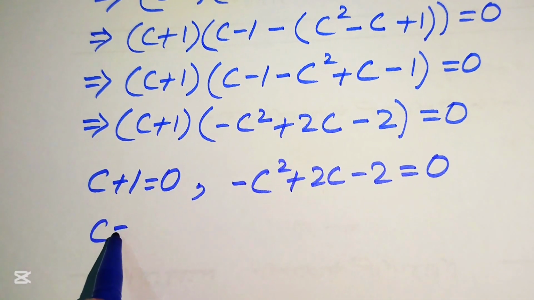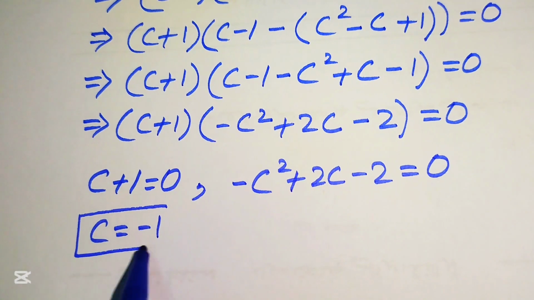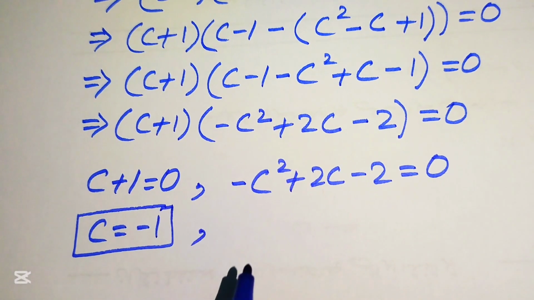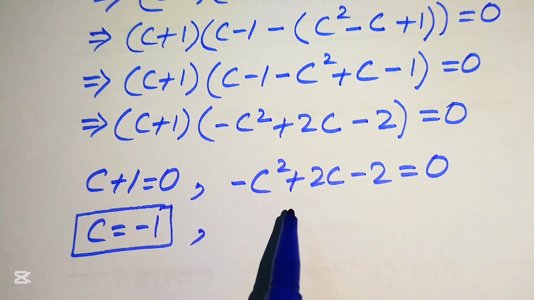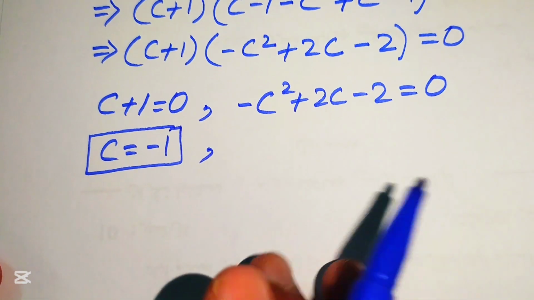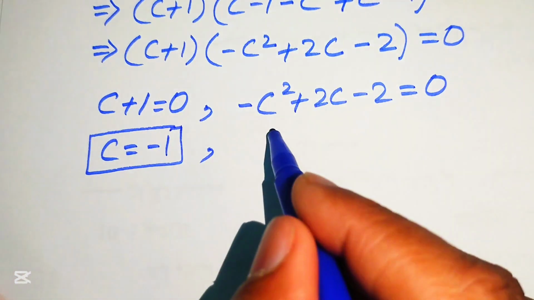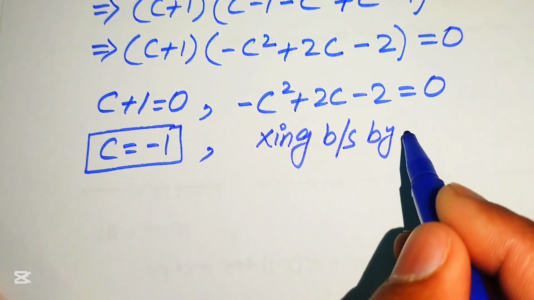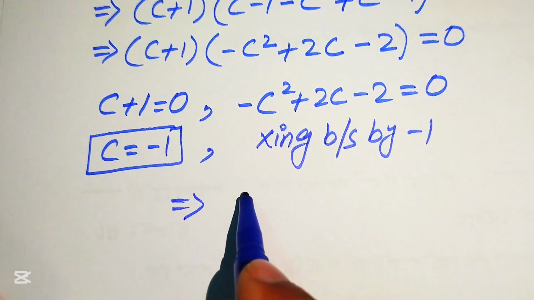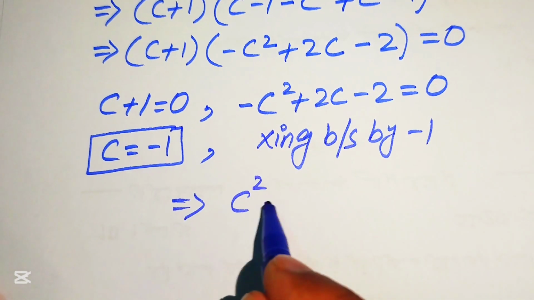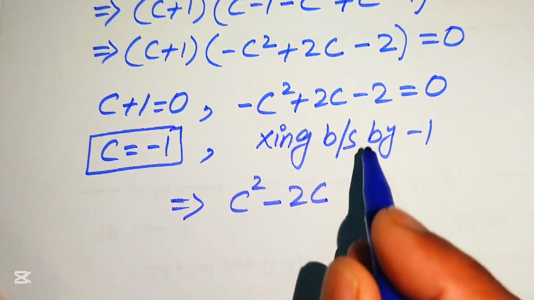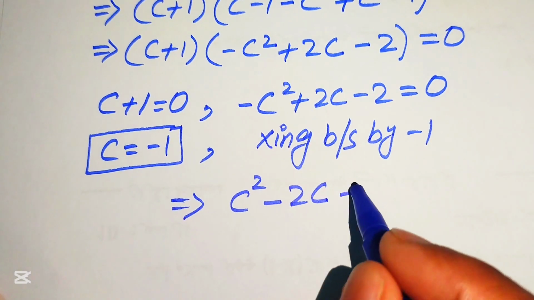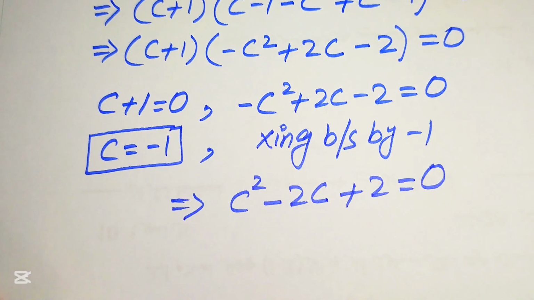So in the first case we easily get the value of c = -1, and in order to find the other values we need to solve this quadratic equation. This is not in the standard form, so first we write it in the standard form. For this we need to multiply both sides by -1. So -c² becomes +c², +2c becomes -2c, -2 becomes +2, and this whole equals 0.